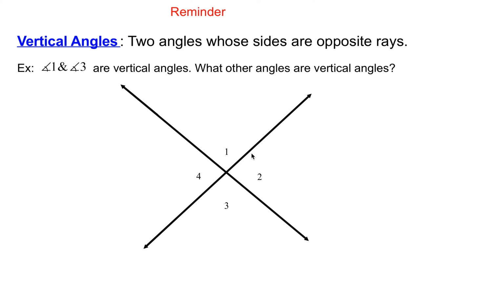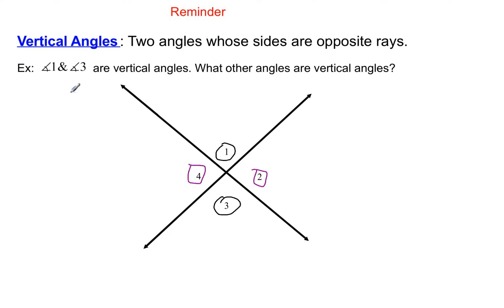So let's have a brief reminder of what vertical angles are. Vertical angles are two angles whose sides are opposite rays. We went over this before, and we discovered that we have two pairs of vertical angles. One pair are angles 1 and 3, and another pair are angles 2 and 4. Vertical angles are formed by opposite rays.